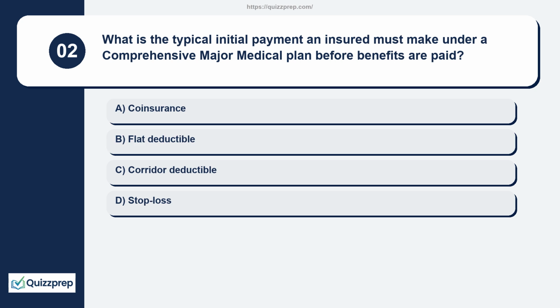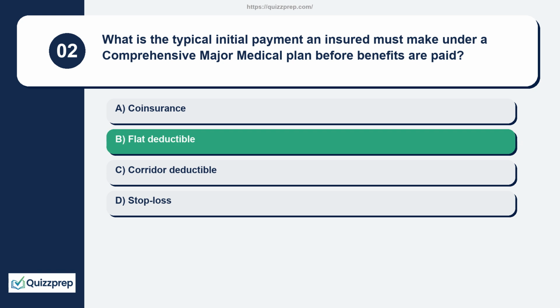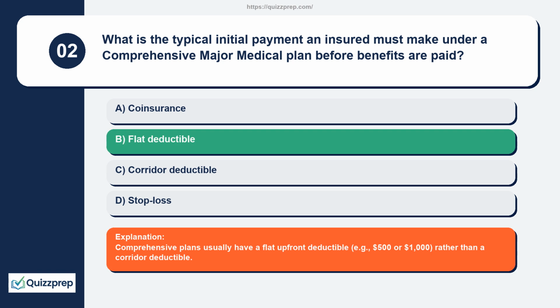Question 2. What is the typical initial payment an insured must make under a comprehensive major medical plan before benefits are paid? Co-insurance, flat deductible, corridor deductible, stop loss. Comprehensive plans usually have a flat upfront deductible, example, $500 or $1,000, rather than a corridor deductible.